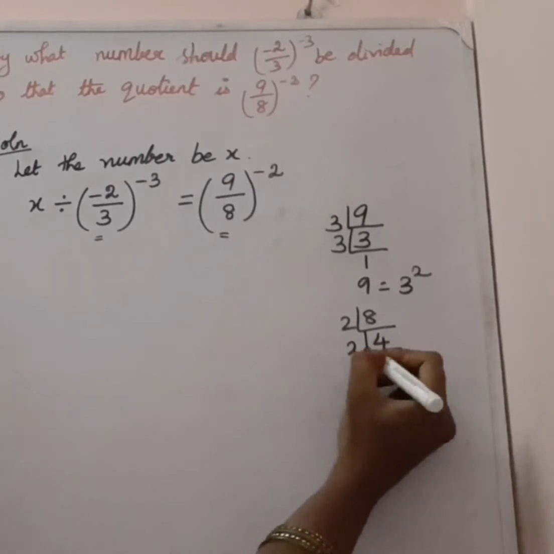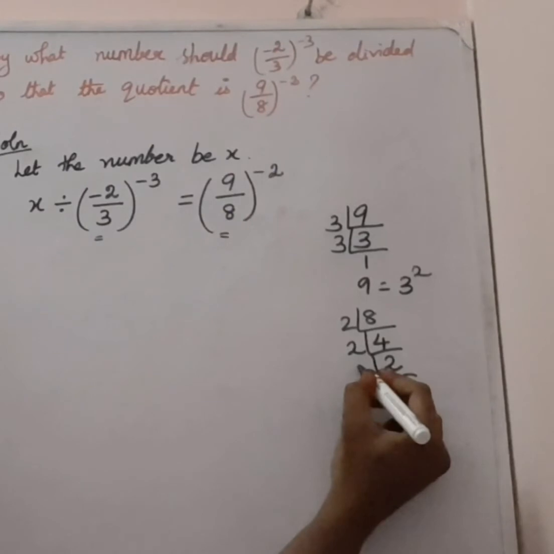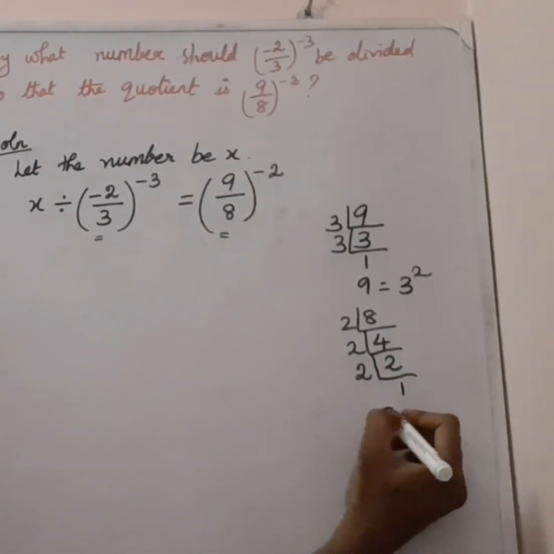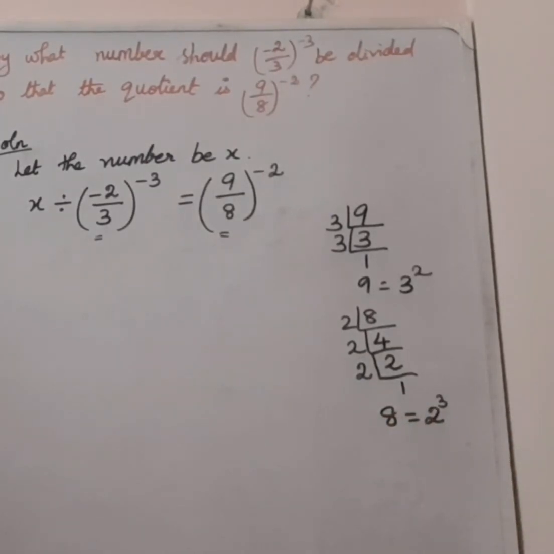Then in the 2 table again it is 2 times. Then again by the 2 table we get the value as 1. So 8 equal to 2 power 3. Okay, so 8 equals 2 power 3.